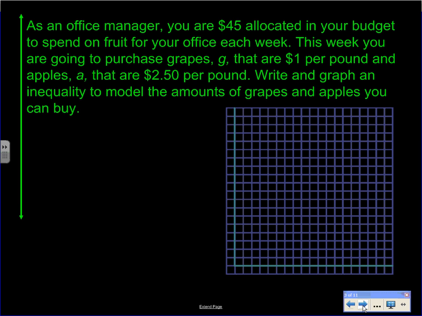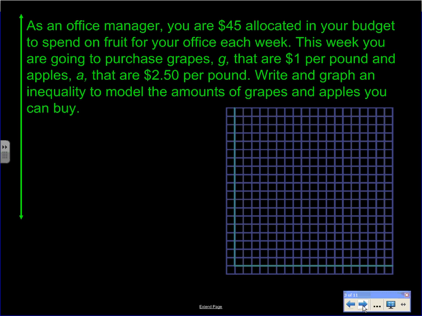Here's a situation that you may use in life someday. You're going to be an office manager, and you are allocated $45. As an office manager, you are allocated $45 in your budget to spend on fruit for your office each week. This week you are going to purchase grapes, using the variable G, that are $1 per pound, and apples that are $2.50 per pound. Write and graph an inequality to model the amounts of grapes and apples you can buy.